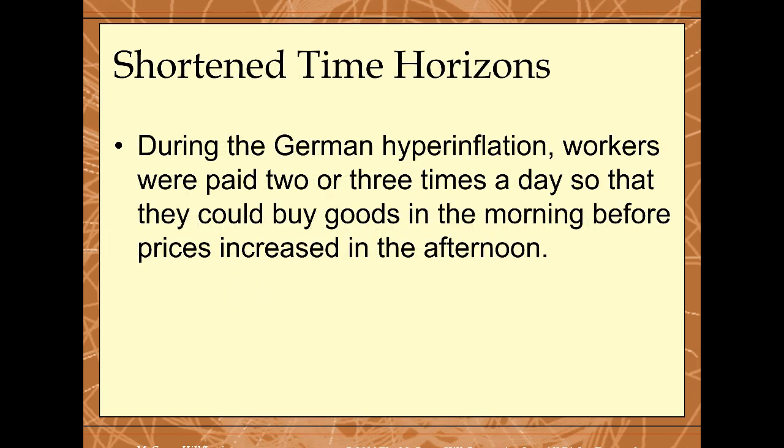So again, like we said in the first video, Germany experienced hyperinflation at the end of World War I. Workers were paid 2 to 3 times a day so that they could buy goods in the morning before prices increased in the afternoon. That's a very good example of shortened time horizons.